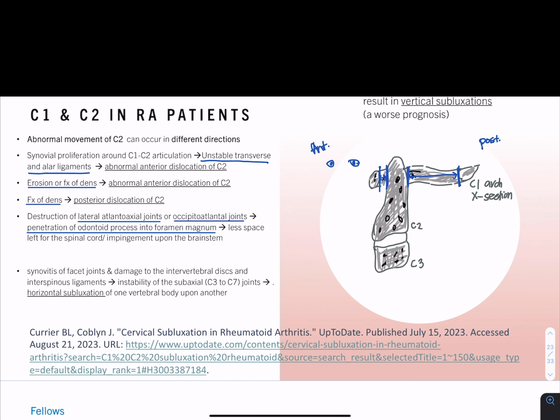Patients with anterior or posterior subluxation can later develop vertical subluxation in the future, and this has the worst prognosis due to the close proximity to the spinal cord and brainstem. Subaxial involvement can also occur when there's synovitis of facet joints and damage to the intervertebral discs and interspinous ligaments. This can lead to instability of joints below atlas and axis.